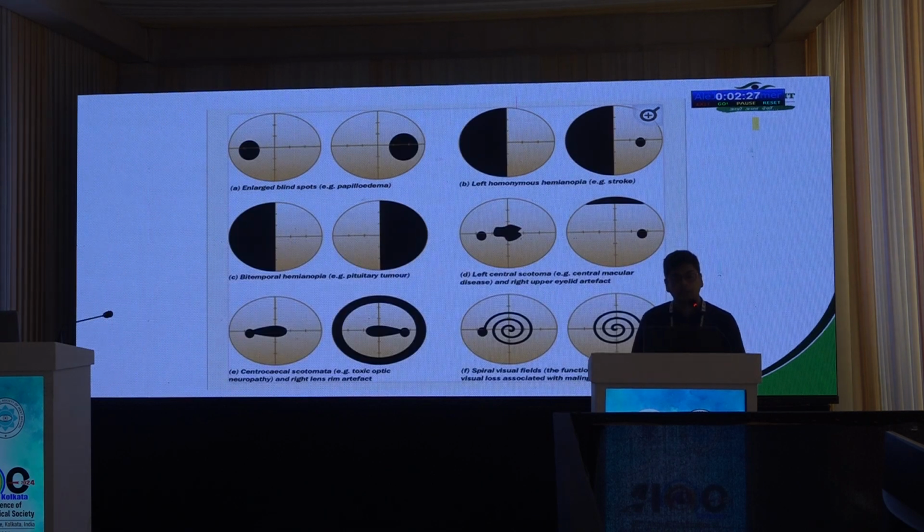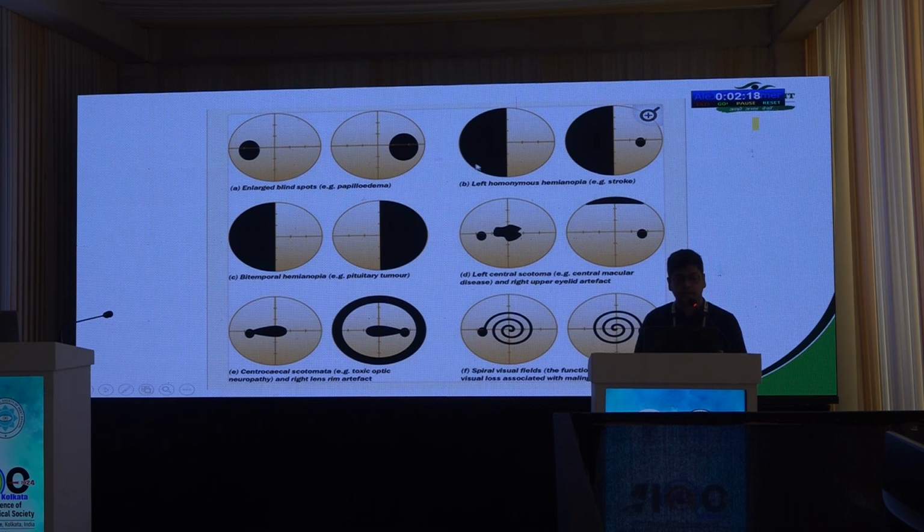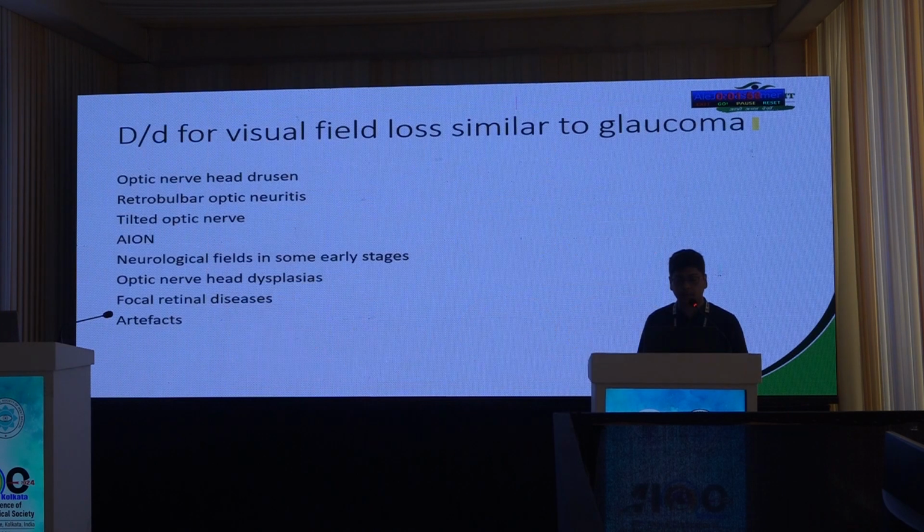There are non-glaucomatous neurological field defects and others which may present. Papilledema may present with an enlarged blind spot. As in this case, a left homonymous hemianopia may be present in a patient with stroke. There may be a bitemporal hemianopia in pituitary tumor patients. Central scotoma may be present in central macular scars, and an upper eyelid ptosis could cause a superior arcuate kind of defect, and so on.